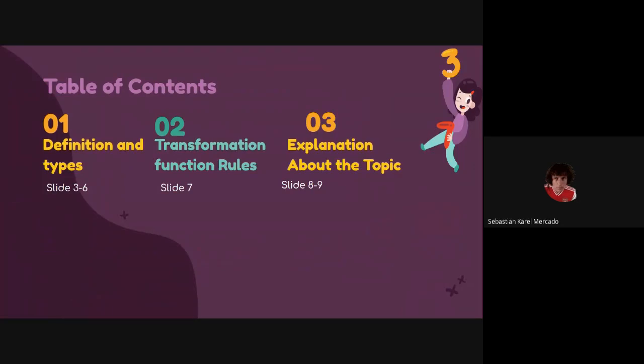In today's video, we're going to talk about definition and types, transformation function rules, and the last one is explanation about the topic.